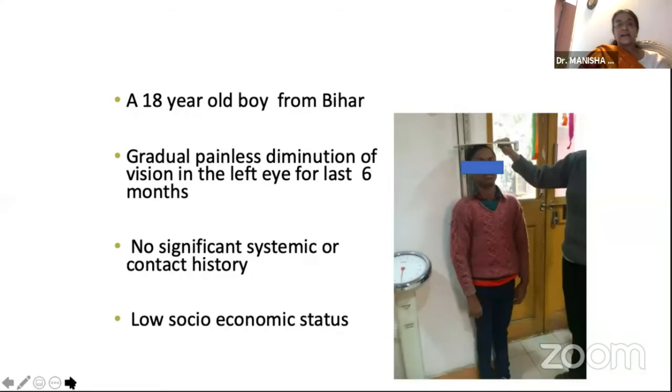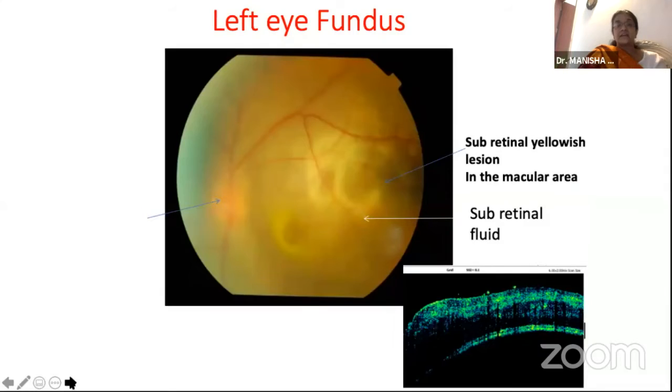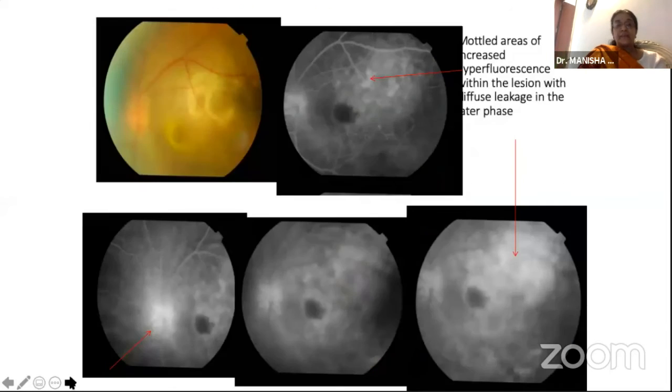Now, this is just an example of an 18-year-old boy from Bihar who had a gradual painless diminution of vision in the left eye for the last 6 months. There was no significant systemic history or a contact history, with low socioeconomic status. This is how he looked in his left eye, where he had this huge subretinal yellowish mass in the macular area with subretinal fluid. And there was this mottled appearance on a fundus fluorescein angiography with a hot disc.